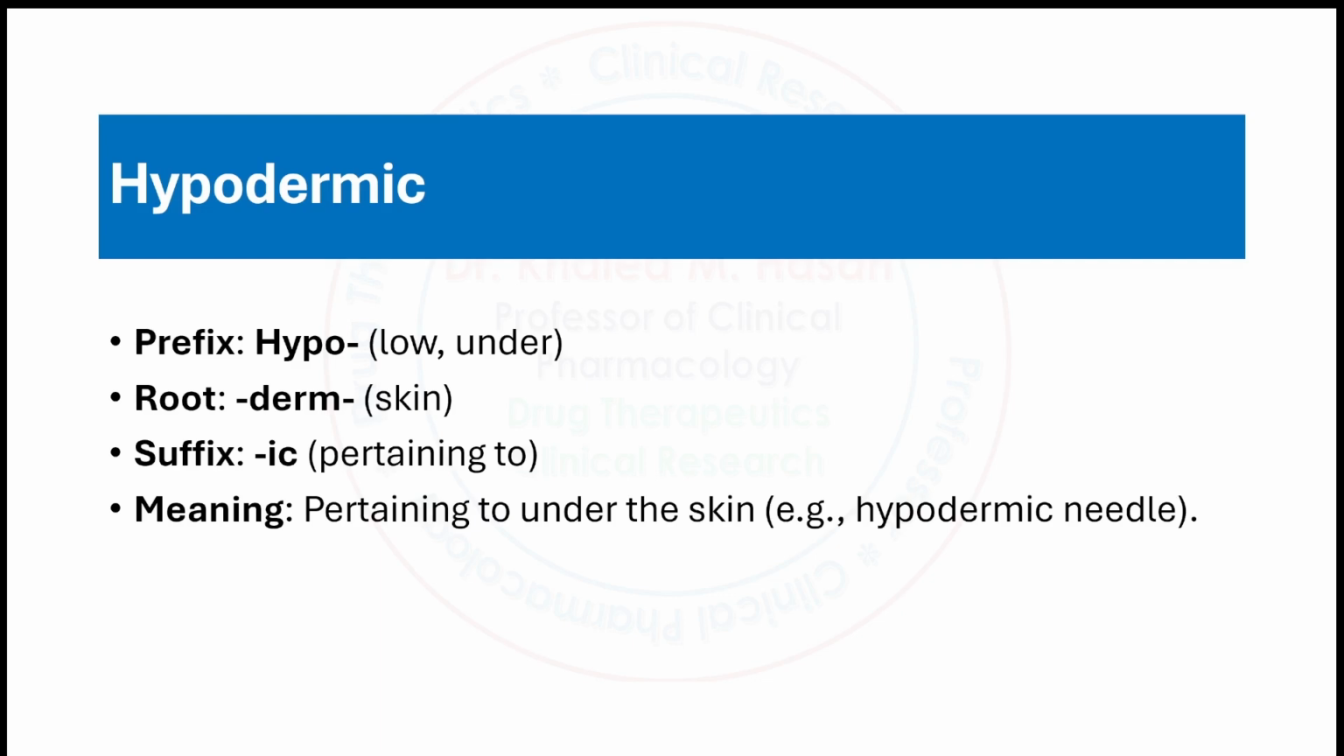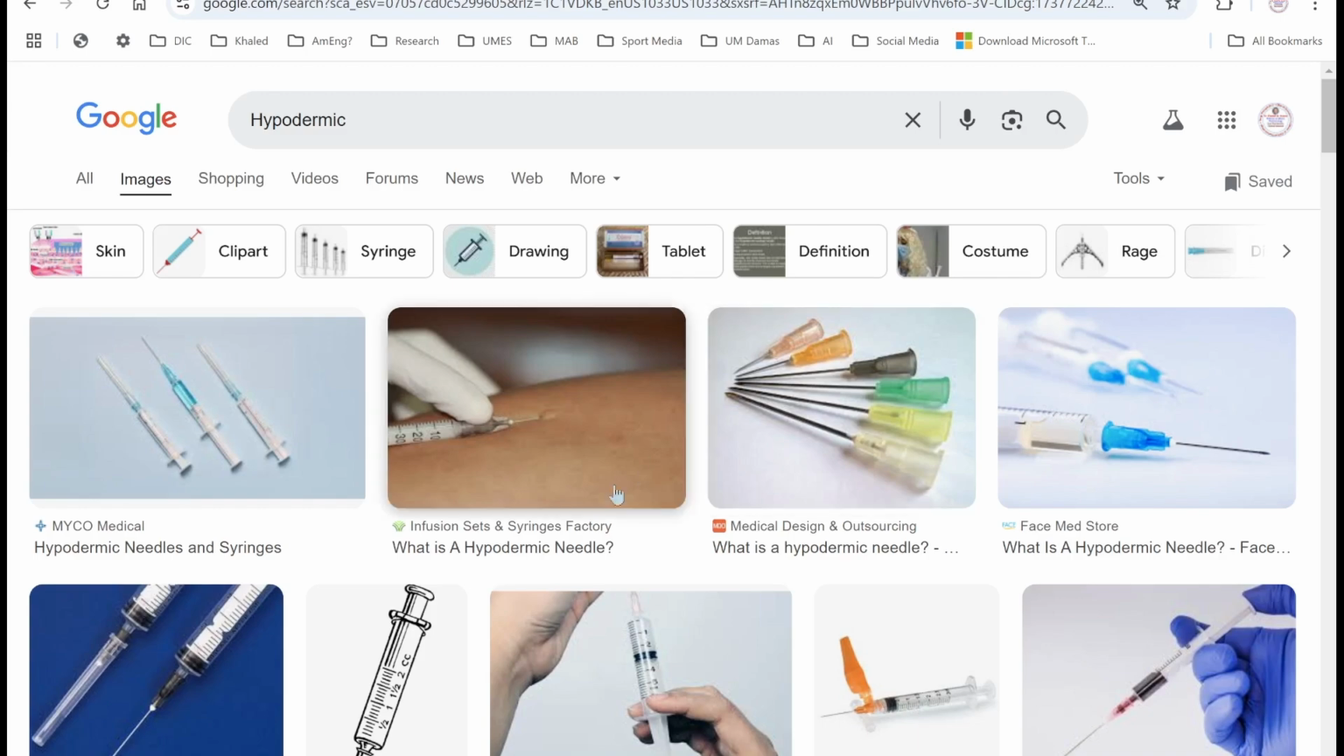Hypodermic needle. Another word very close and similar to this is subcutaneous. So we have hypodermic: hypo means under, derm means skin, and at the end ic means related to. We are going to give you some images to refresh your mind about hypodermic. Normally when you use hypodermic, that means we are going to put something under the skin, a hypodermic needle. You can see here the needle is very small.